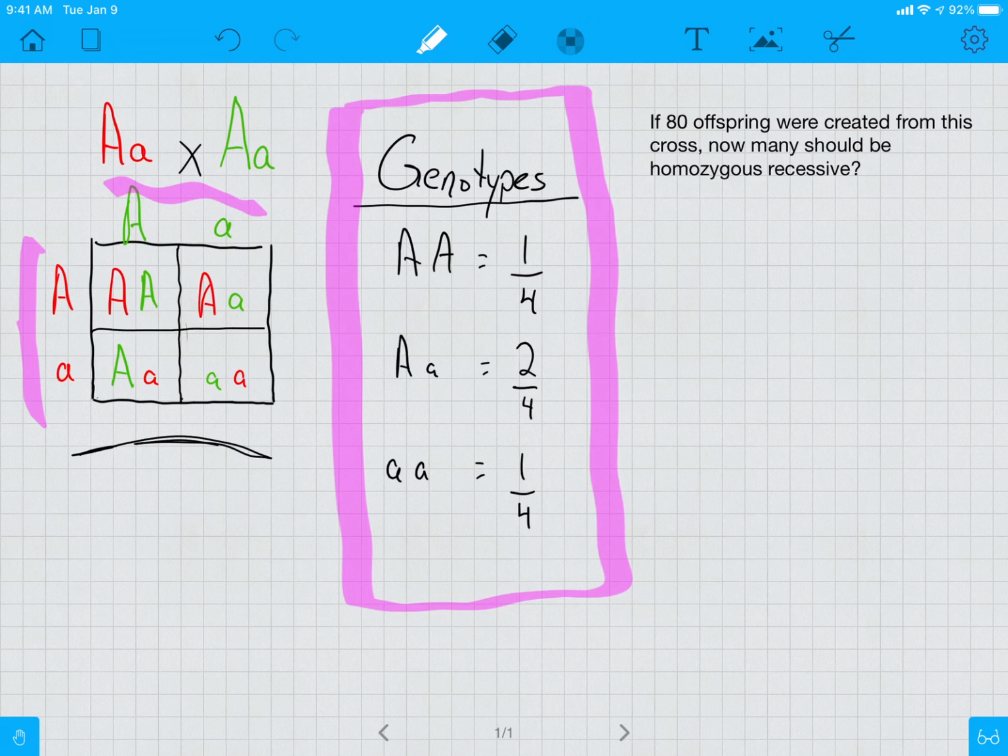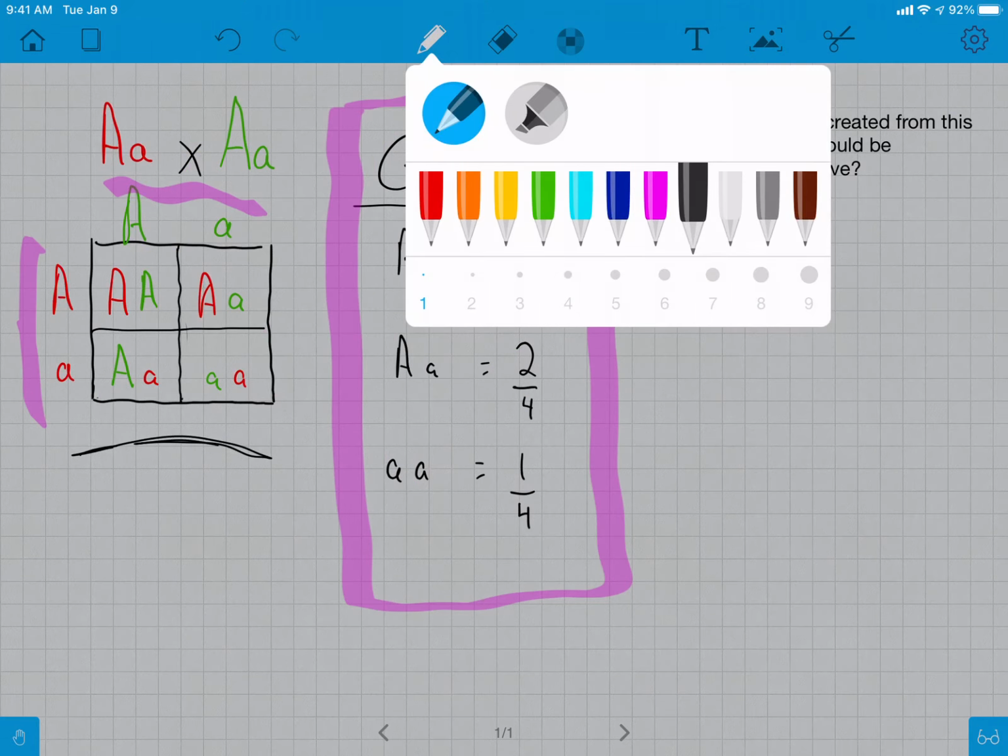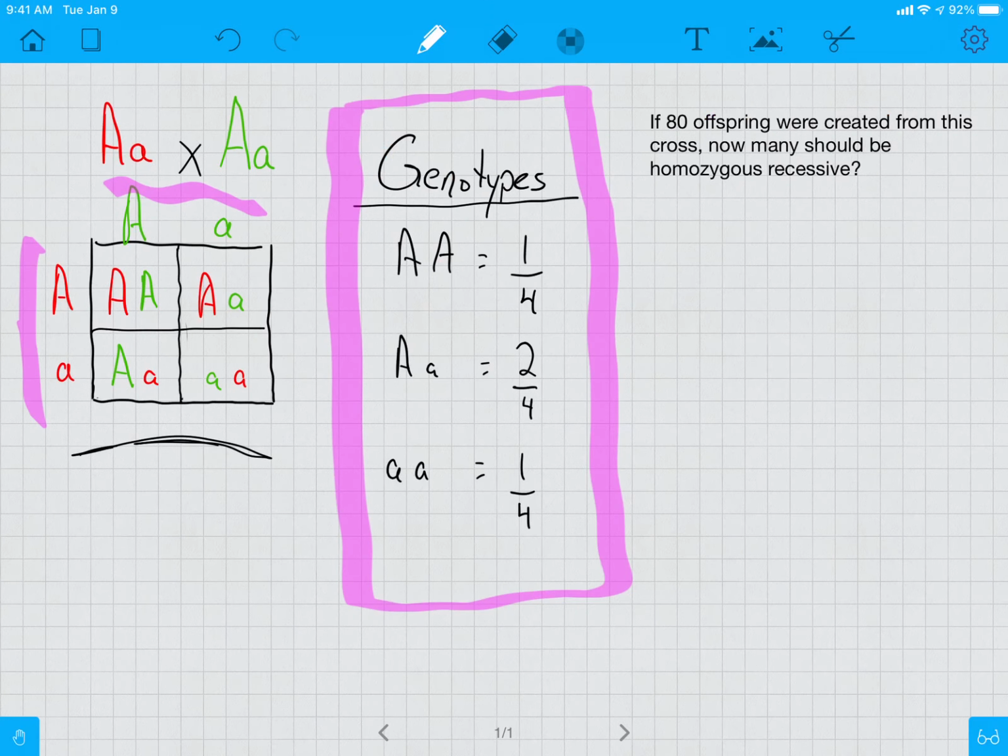So the question here is, if 80 offspring were created from this cross, how many should be homozygous recessive? The one that we're looking for, homozygous recessive, is going to be this one down here. It's homozygous because it's got two of the same, and it's the recessive trait.